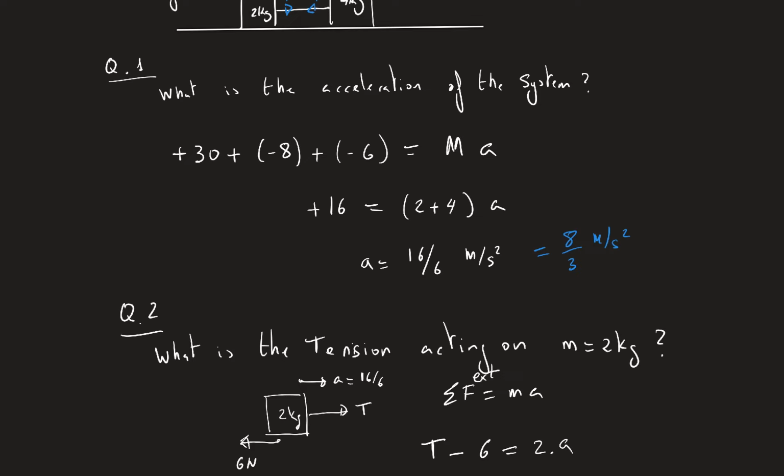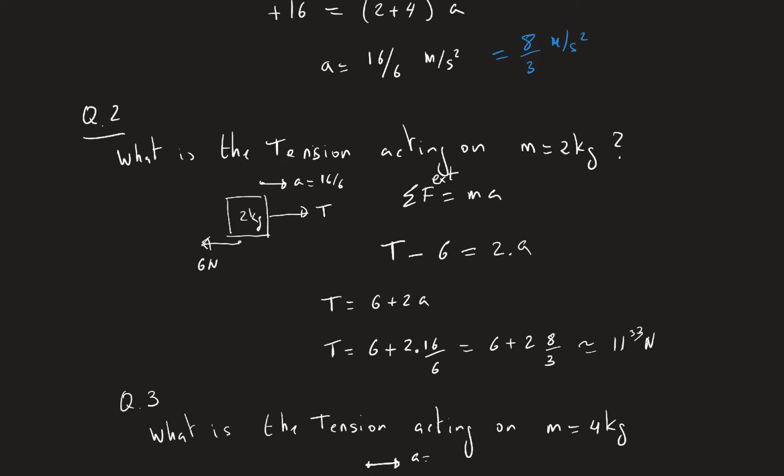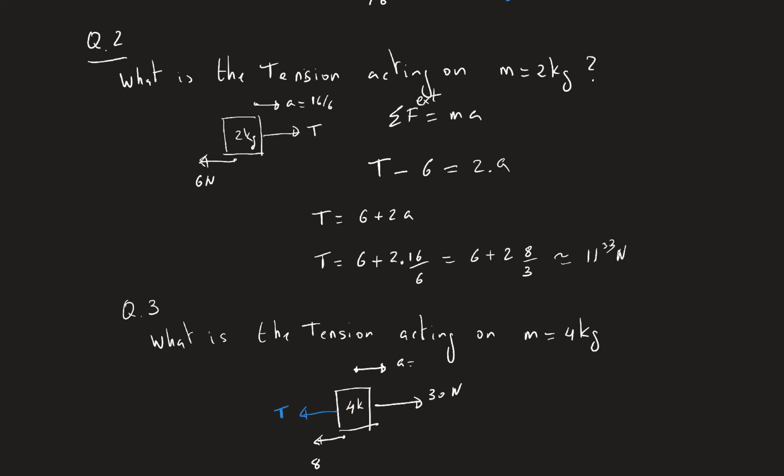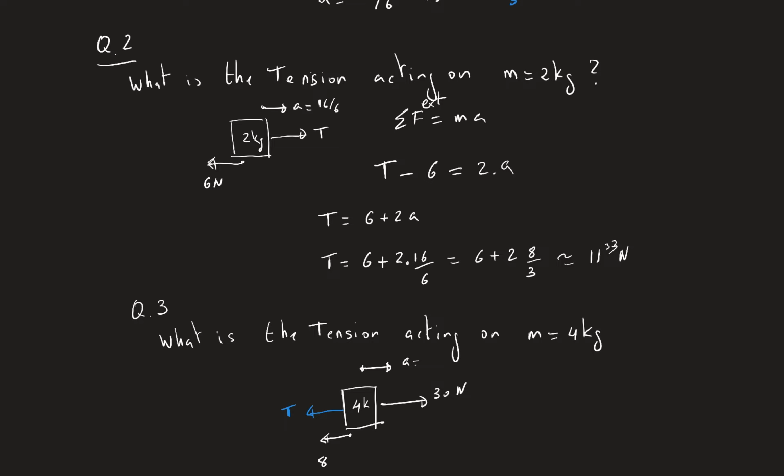The external forces on the 2 kilograms are the tension to the right, and the 6 to the left, which is the friction force, an external force. So you will say T to the right, positive, minus 6, equals the mass of the system. Now the system is the 2 kilograms, so 2 times A. But we know what A is. A is 16 divided by 6, or 8 divided by 3 meters per second squared. So, making a little bit of algebra, you will find that the tension is 11.33 newtons.